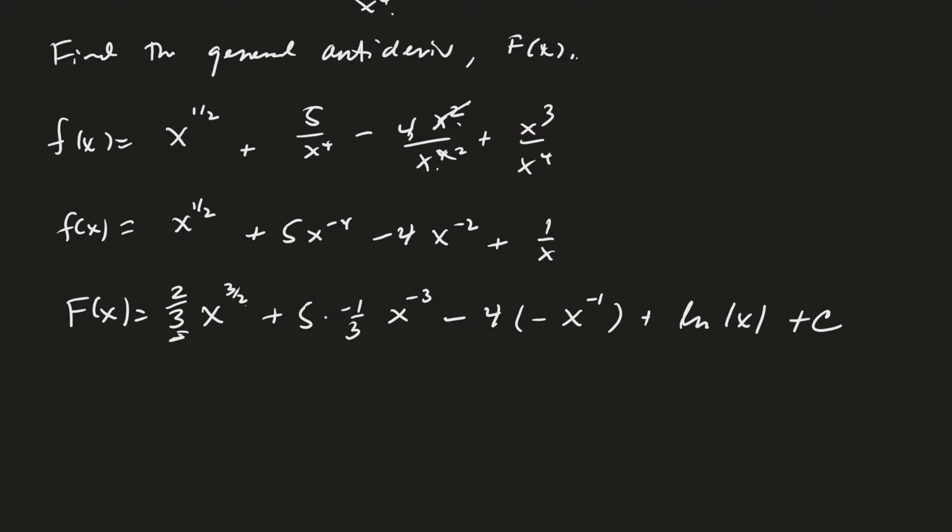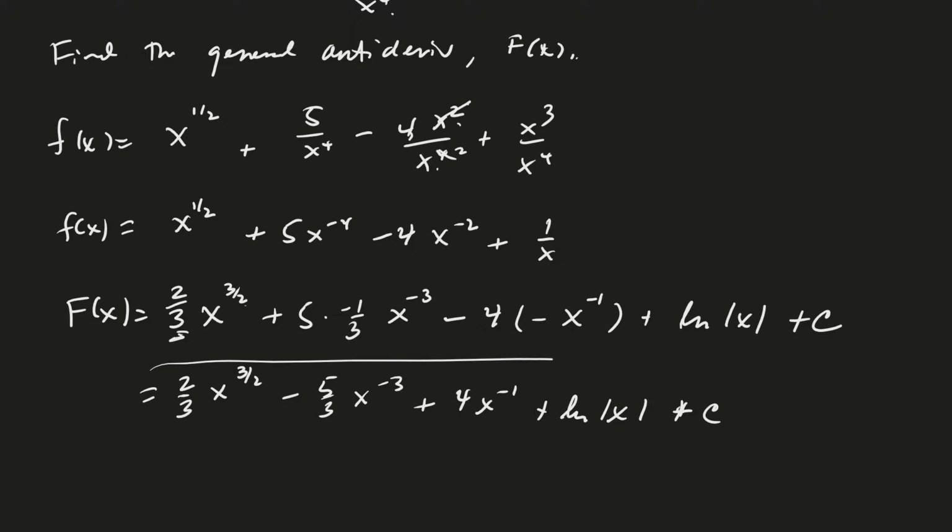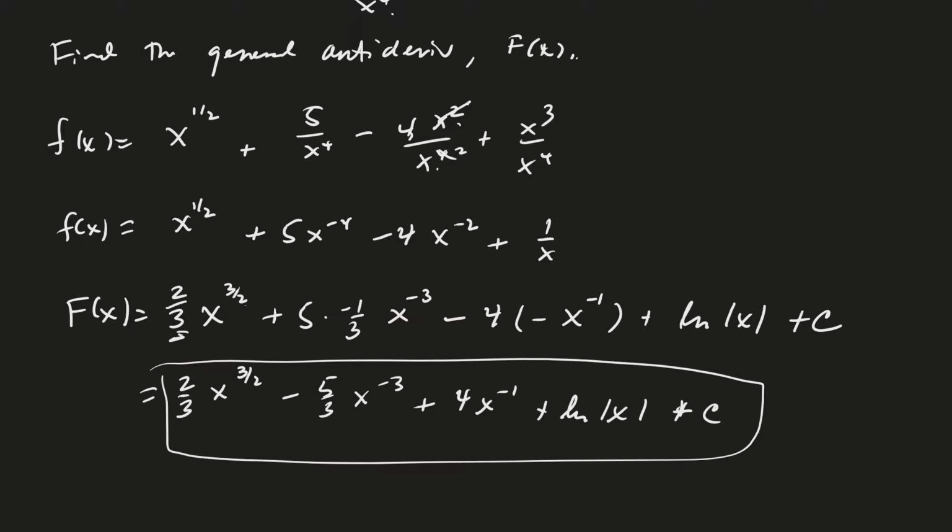All right. So now we can simplify that a little bit. 2/3 x to the 3/2 minus 5/3 x to the minus 3 plus 4x to the minus 1 plus the natural log of the absolute value of x plus c. Good. Now, unless we're looking for the most general antiderivative, you don't have to put the plus c1 for positive and plus c2 for negative. Otherwise you can just put, say, a plus c for the generic antiderivative. Very good.